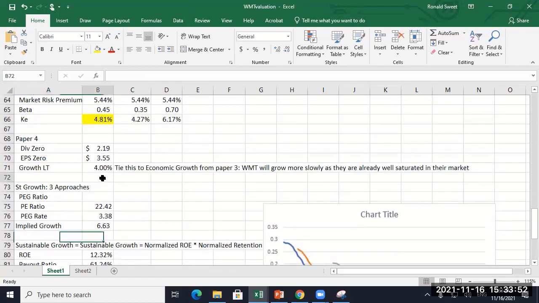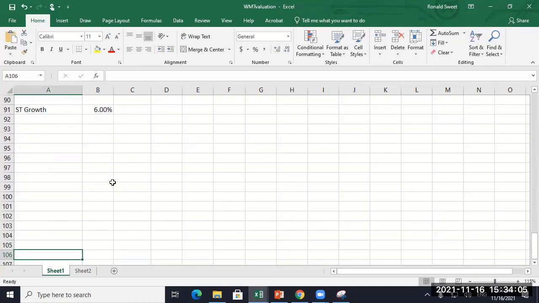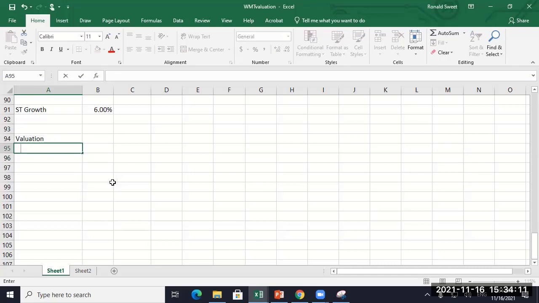On the ranges, I might go as low as 2% to as high as 4.5%. I'm not going to go much higher than that. I'm not going to do a range on the short-term growth because it's not that far off from my long-term growth. And so then all I got to do is do valuation. So I got the dividend discount model. Got the cap earnings model.